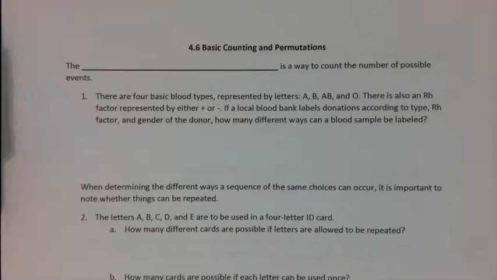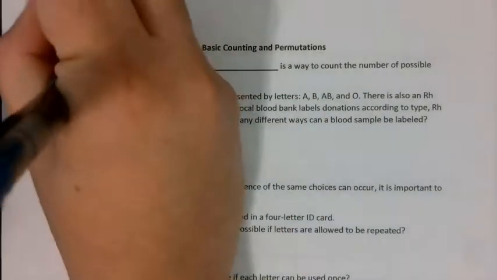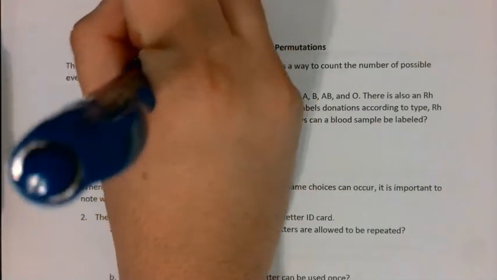Okay, so today I'm talking about basic counting, permutations, and then 4.7 is combinations. So the first thing is called the fundamental counting principle, and this is just a method of counting total possible options.